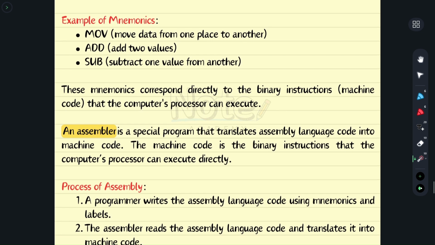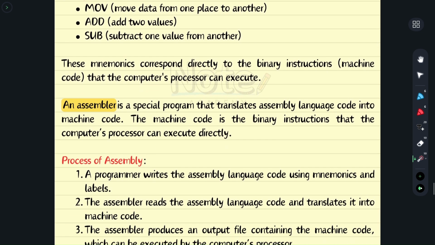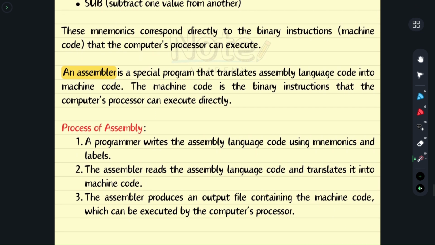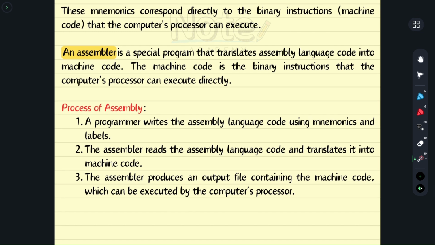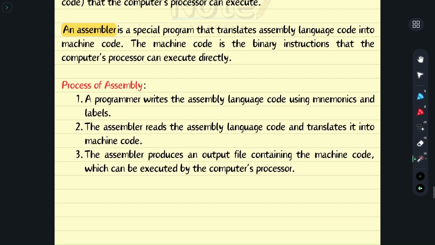Next, you need to know that in order to convert the assembly language to machine code, or maybe binary, you will have to use an assembler. We will actually study compilers and interpreters, which are used to convert high level languages into machine code, but for an assembly language we will use an assembler. So let's study the process of assembly.